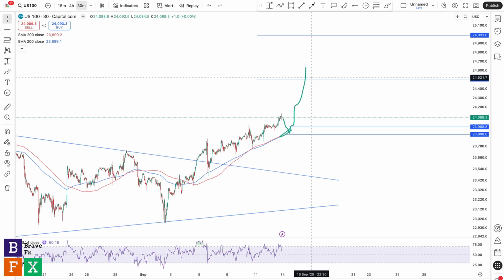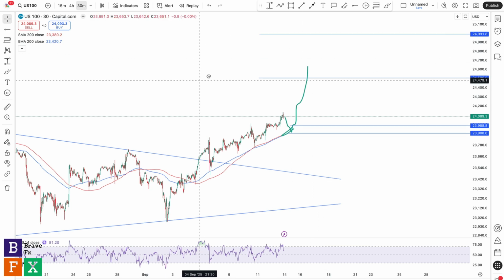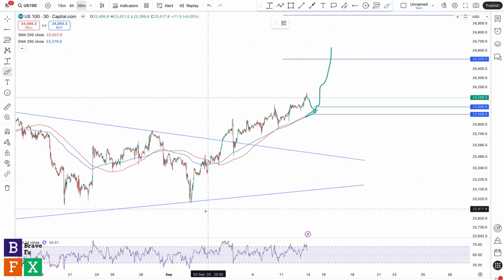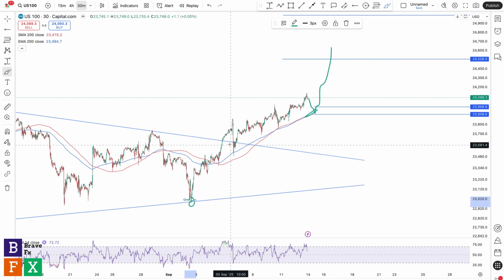So for me, I wouldn't be going long because I'm already in. I went long over here. So I have a position stacked here and another one stacked here at the breakout. So right now, I just want to hold my positions, see if we do get a bounce, then go higher.